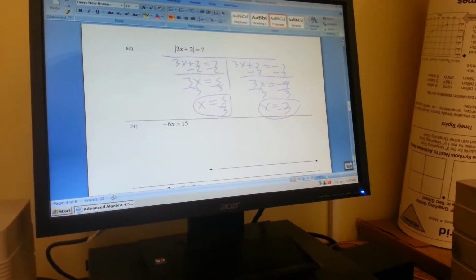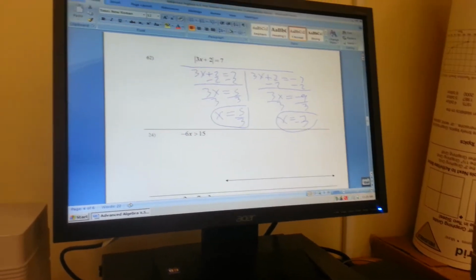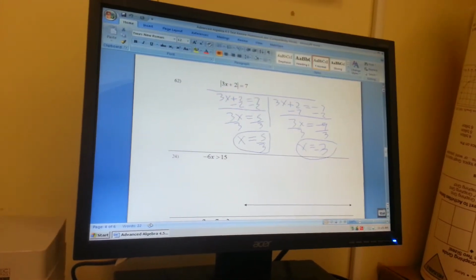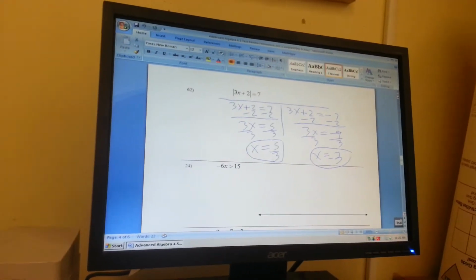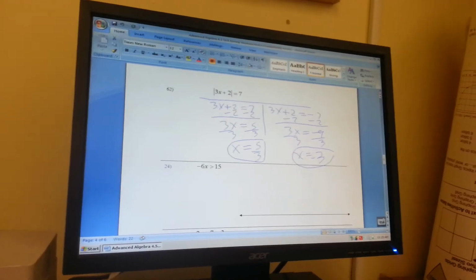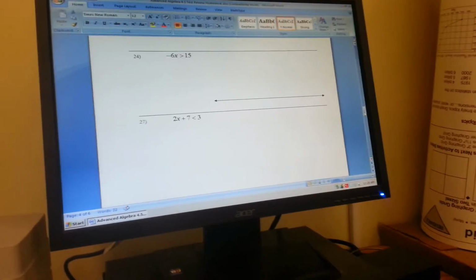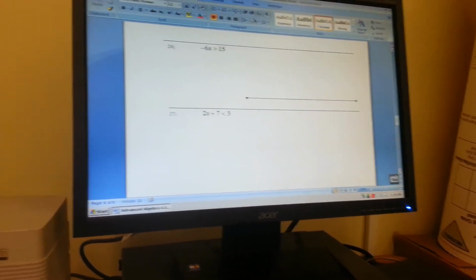And both answers will work. Are we good on that? All of these were equations. What's an equation? Something with an equal sign. Now, number 24 starts a whole different brand of things called what? Inequalities. Inequality means it's not equal.